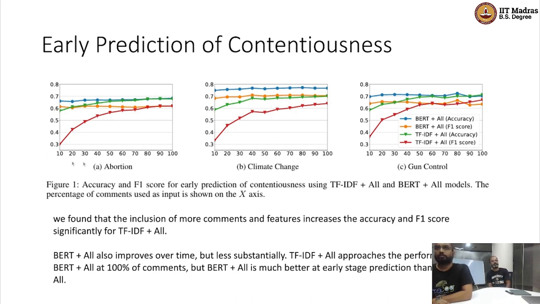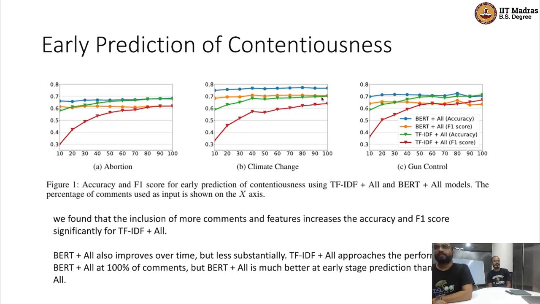On the x-axis, what you see is the percentage of comments. The performance shown is accuracy and F1, after 10% of the comments were posted, after 20% were posted, and so on and so forth. The earlier you can predict, from a moderator's point of view or from a platform's point of view, the better, because earlier prediction can help in controlling or moderating that particular post. So the primary takeaway here is that the red line you see here is for TF-IDF, and the performance of the TF-IDF model increases as the percentage of comments grows, but a model like BERT, to start with itself, has a very high prediction accuracy.